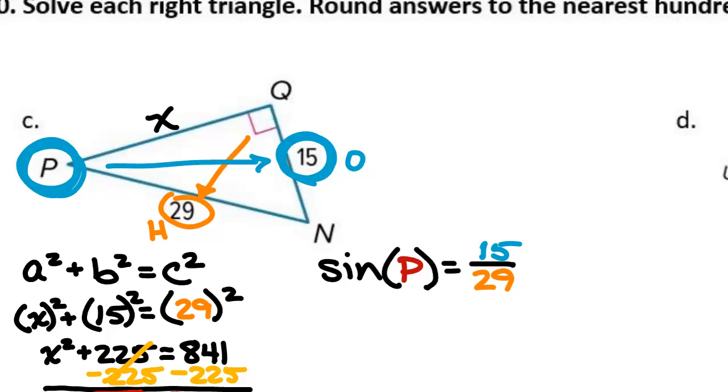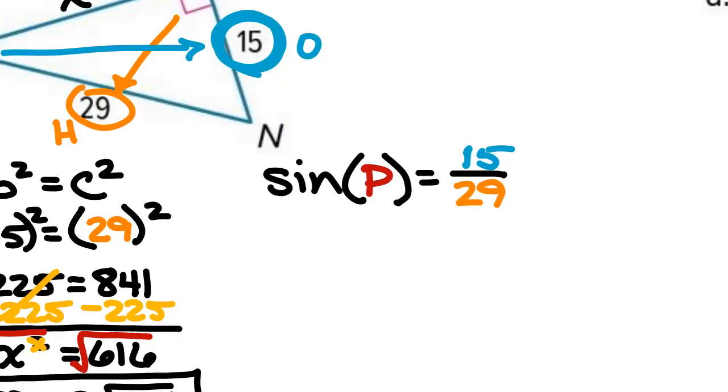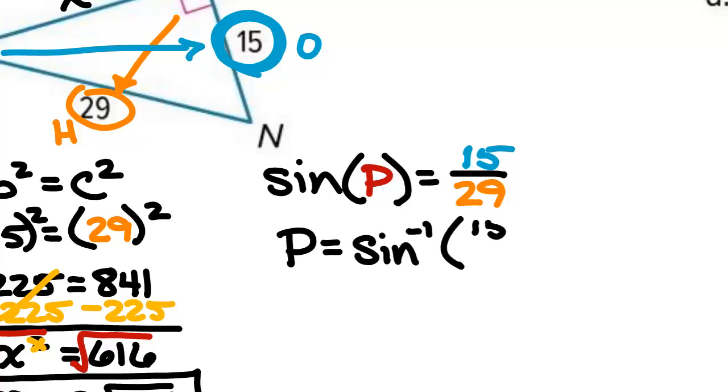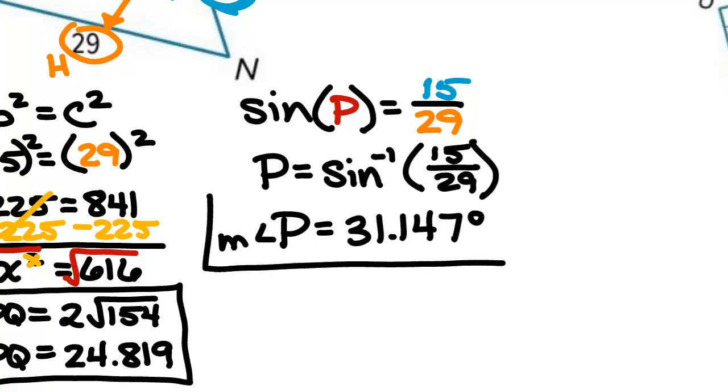Yes, it is. What do you have to use to get P apart from the sine? Inverse. Yep, we use the inverse. So P is equal to inverse sine 15 over 29. And then when you put that into your calculator, the measure of angle P is 31.147 when you take it out to 3 decimal places.